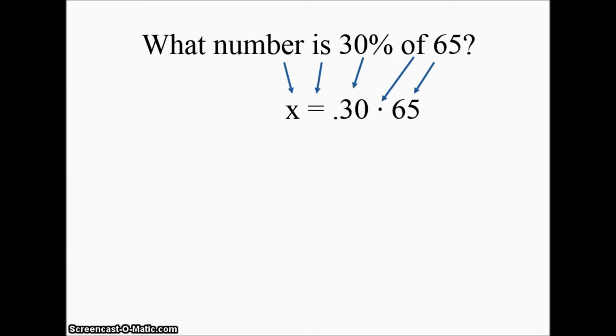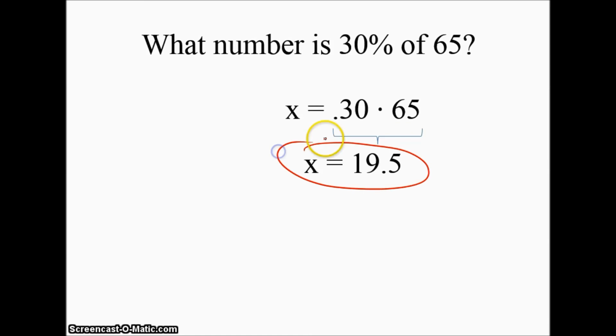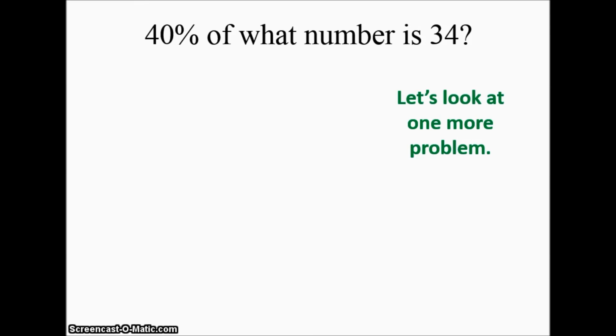And in this problem, all I need to do is multiply the decimal by 65 to get my x, which is 19 and 5/10. And that is my answer right there. That is, 19 and 5/10 is 30% of 65. And you can check it using a proportion if you don't believe me. Let's look at another one.